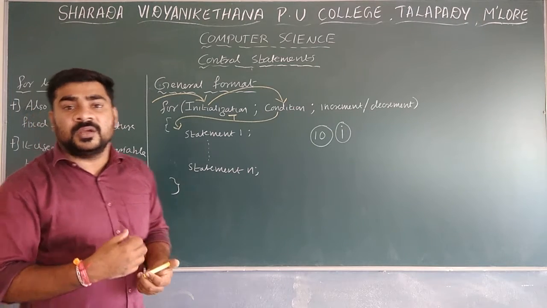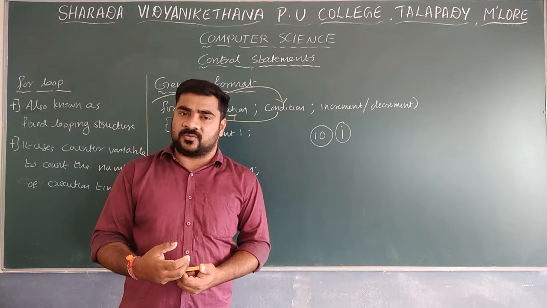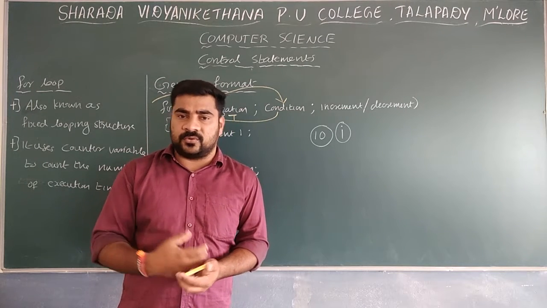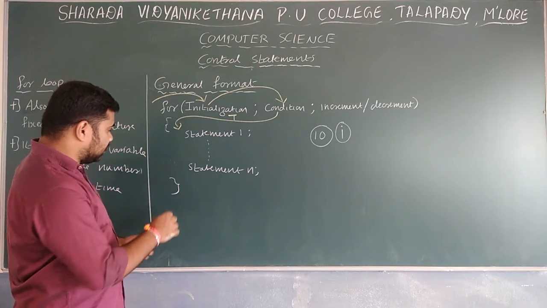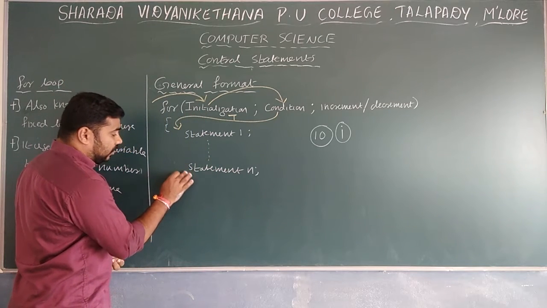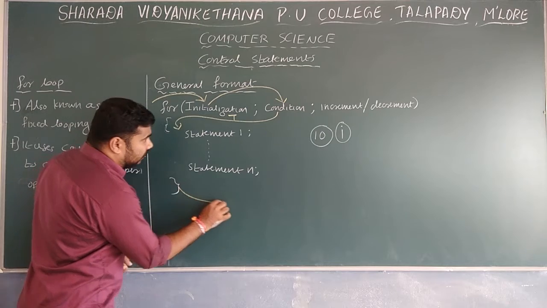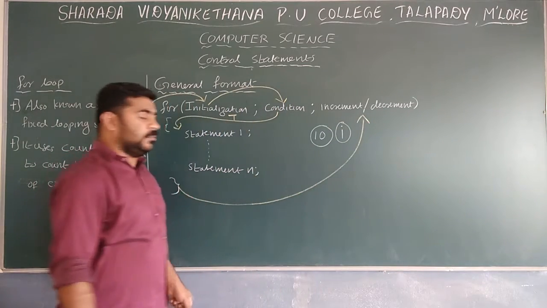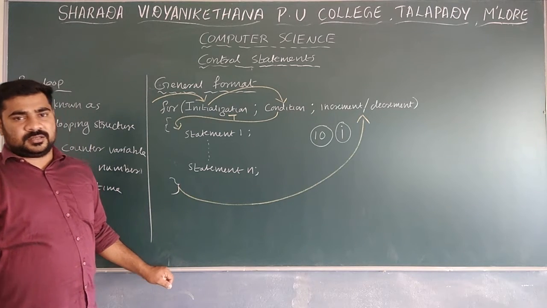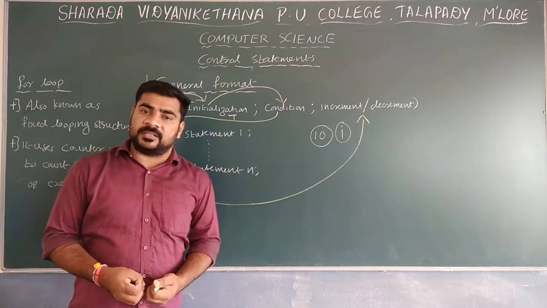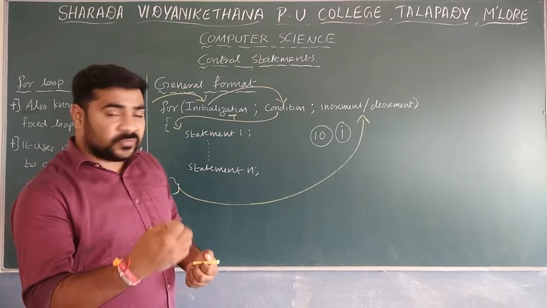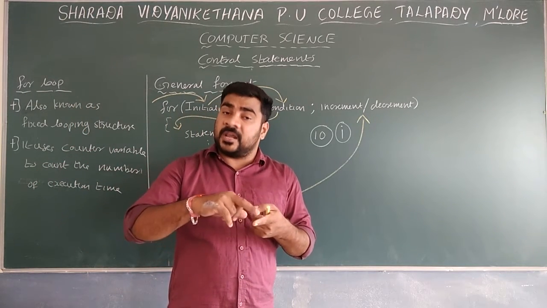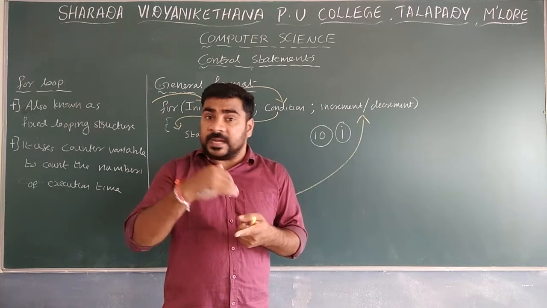Inside the body of the loop, if you write 10 statements, those 10 statements are also going to repeat. If you write 20 statements, those 20 statements are also going to repeat. So it will execute all the statements. Then after executing all the statements, control moves to increment or decrement. It will increment or decrement the counter value. For example, the first I value is 0, next it should be incremented to 1, then 2, because we have to repeat 10 times, right?